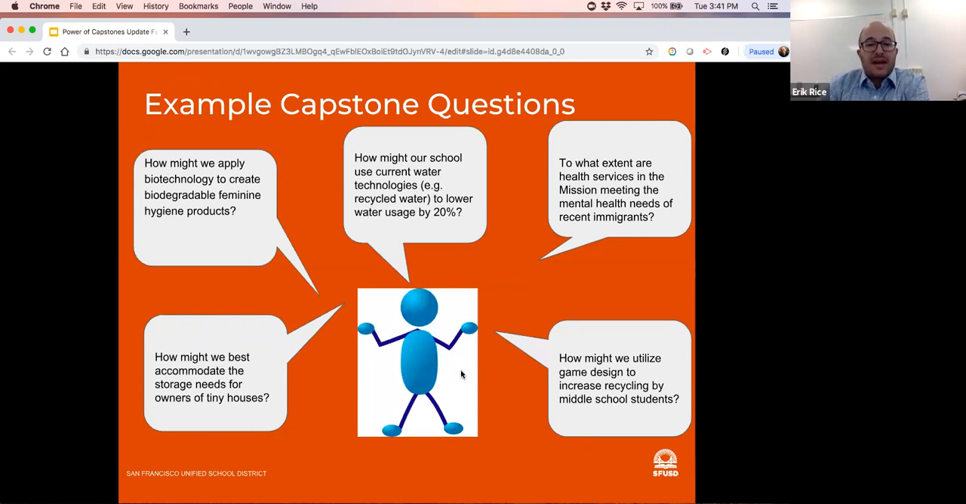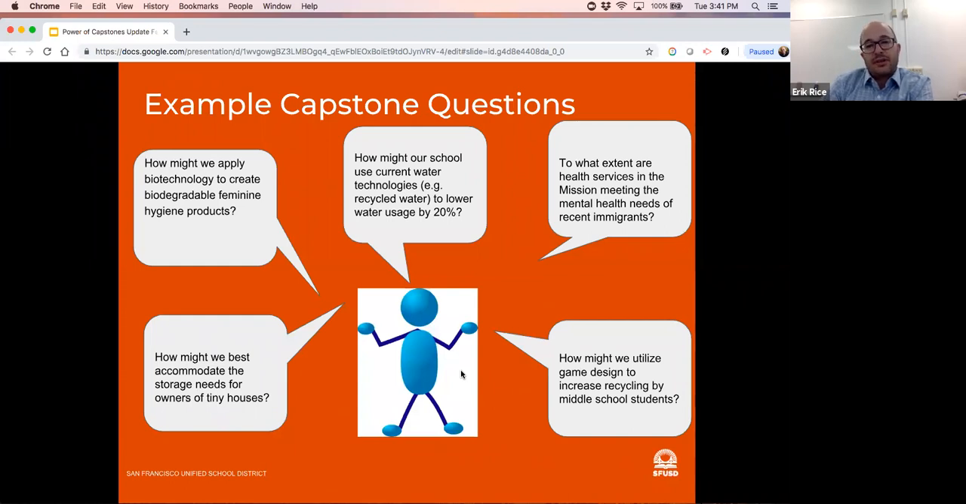How might we best accommodate the storage needs for owners of tiny houses? That came from our building and construction trades pathway at John O'Connell High School. It was open-ended and did not have a right or wrong answer, but they had to justify it, design something, and defend it in front of their community. How might our school use current water technologies to lower water usage by 20%?